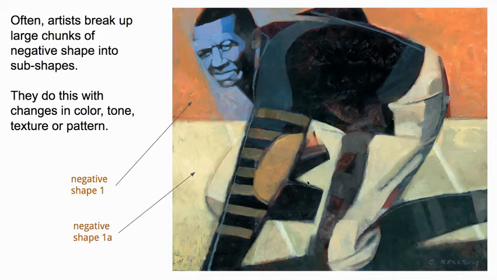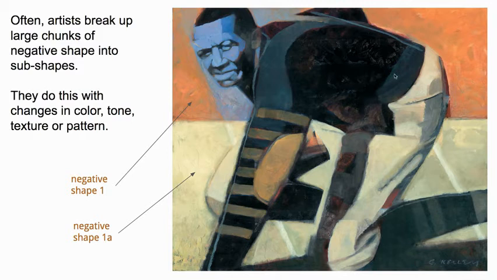Sometimes artists break up negative shapes into sub-shapes. So where those two gray arrows are pointing technically is one big negative shape, but the artist has broken it into two shapes by using two different values or colors, yellow and orange. I say values because yellow is a lighter value than orange. So big negative shapes usually require that in order to break from monotony and create visual complexity. You want to break them into smaller sub-shapes.